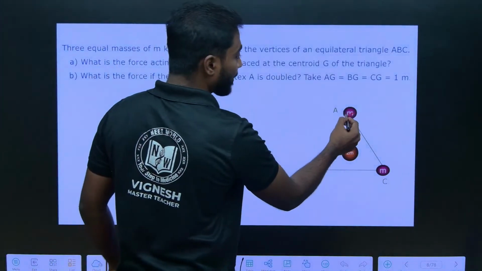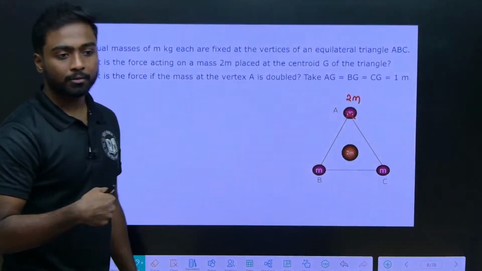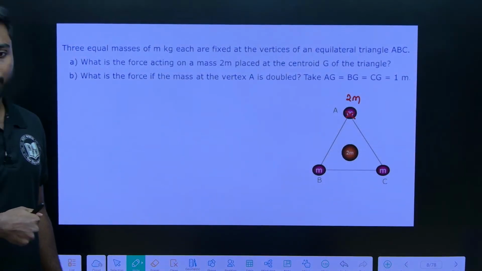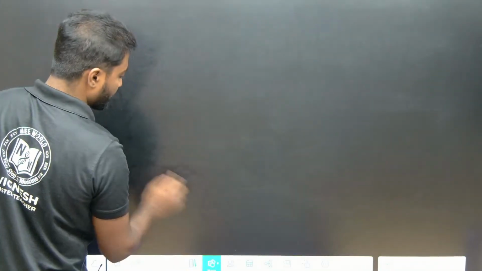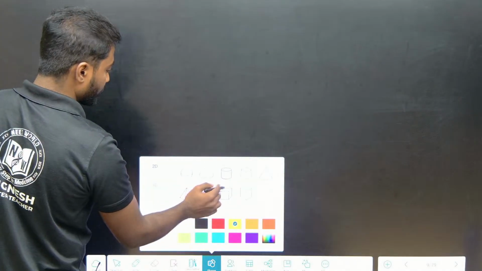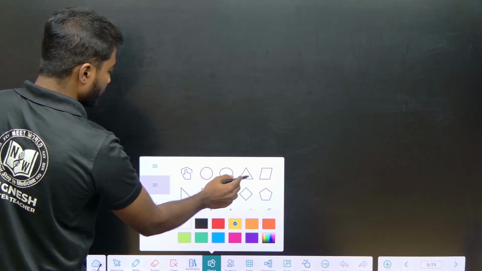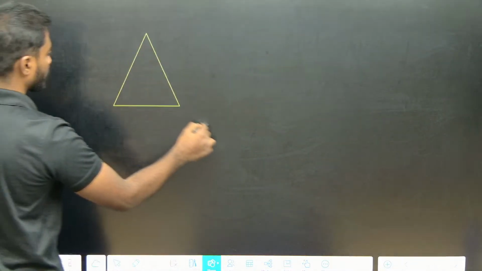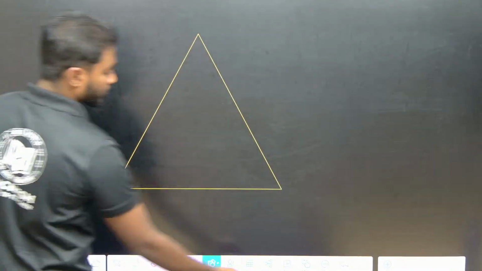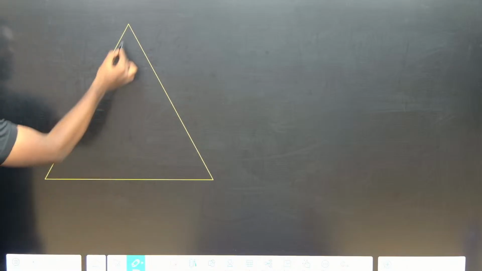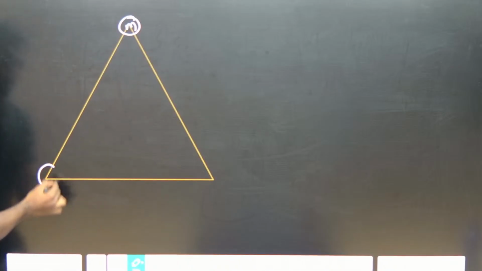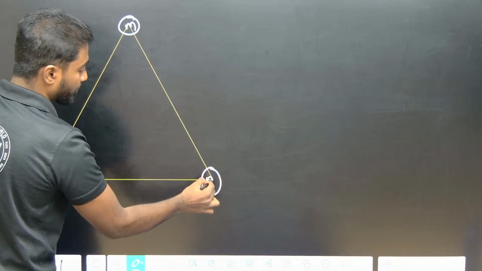Second question, if this mass becomes 2m, what will be the force? I need to calculate it. So let's take a diagram here. This is my equilateral triangle. Here is the mass m, here also the mass m, and here also the mass m.